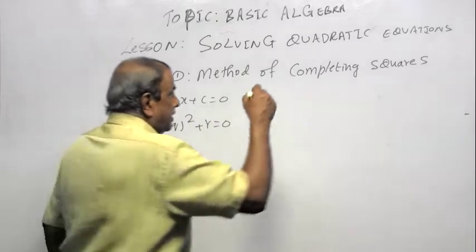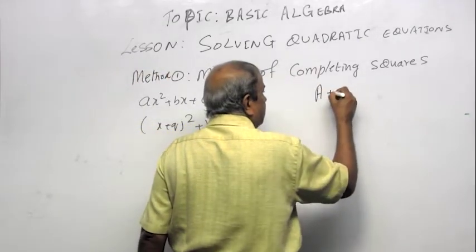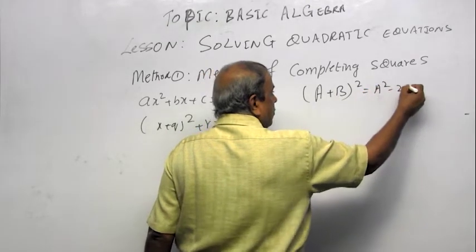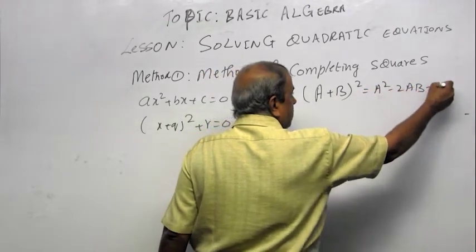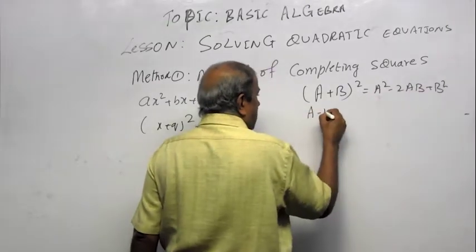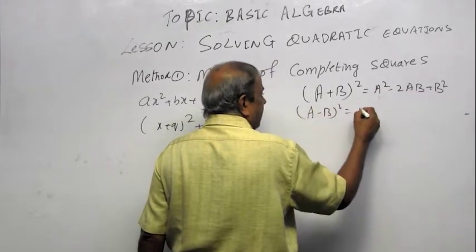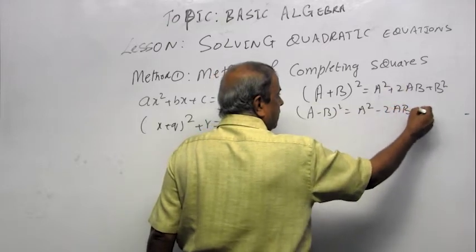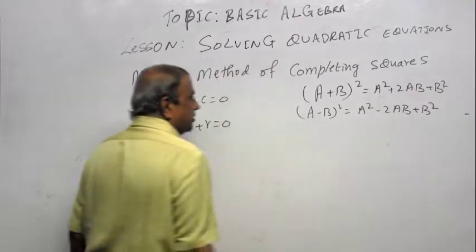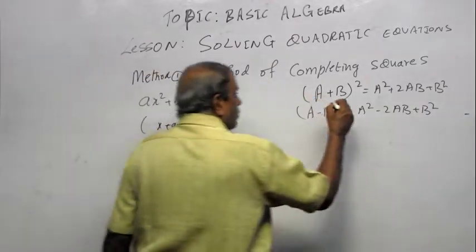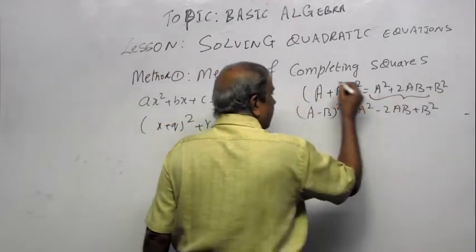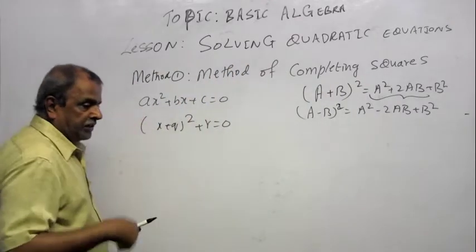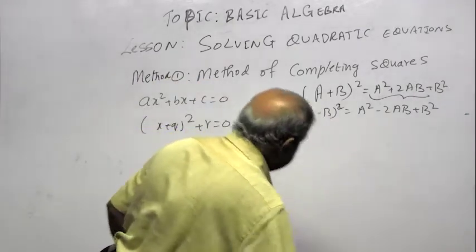To do that, let's recollect what you did in your GCSE. (a plus b) whole squared is a squared plus 2ab plus b squared. (a minus b) whole squared is a squared minus 2ab plus b squared. In other words, if you have that, I can write it like that. So let's look at this. First, I'll go over the theory, then I'll take an example.